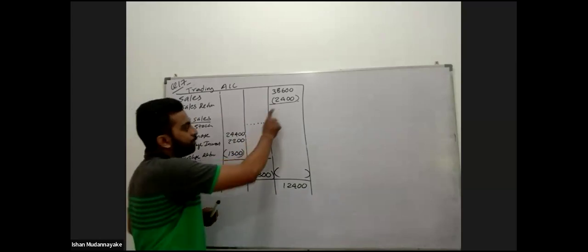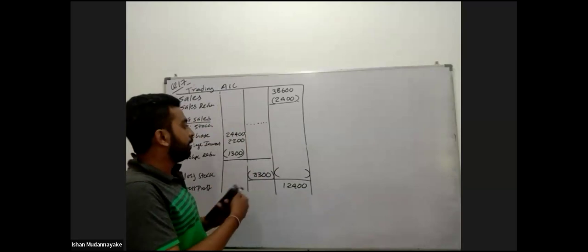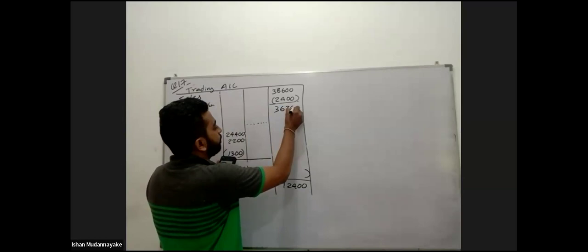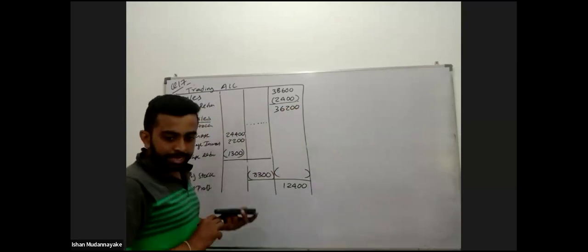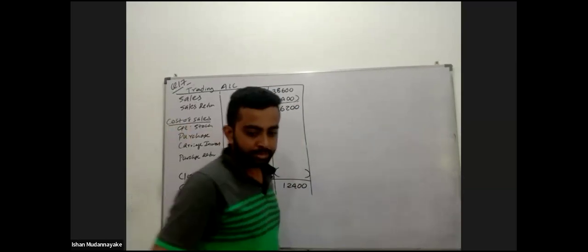6,800. Yes. Now here, Dakshani, right now here, net sales how much? Sales minus sales return. Net sales 38,600 minus 2,400. Net sales 36,200.